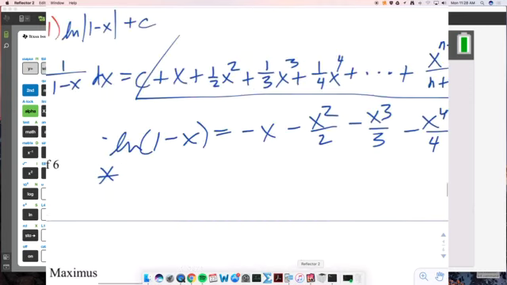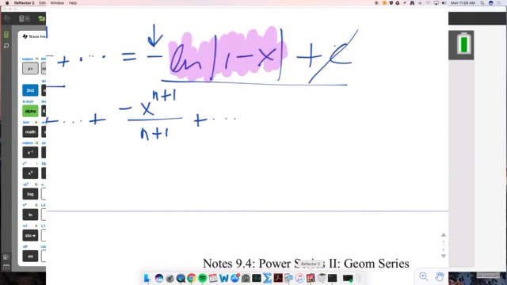And now I just need to check the interval of convergence. So let's go ahead and condense this down into sigma notation. We're going to start at some n. We're going to go to infinity.